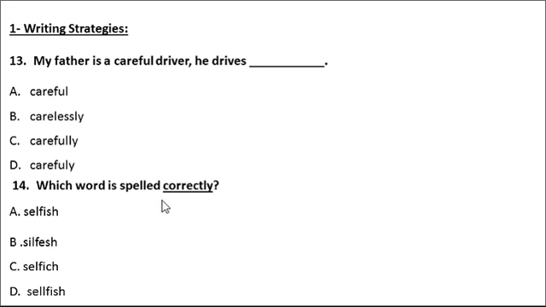And you will have such questions about spelling. So pay attention to spelling words. When you study at home, pay attention to spelling, because you will have such questions in the exam. Like this one here, which word is spelled correctly? So which one is correct here? Selfish, selfish, selfish, selfish. If you know the answer, you will do it quickly. If you don't, then you have to choose just like that, and the possibility of being wrong will be greater. So which one here is spelled correctly? Is selfish. This is selfish. Okay.